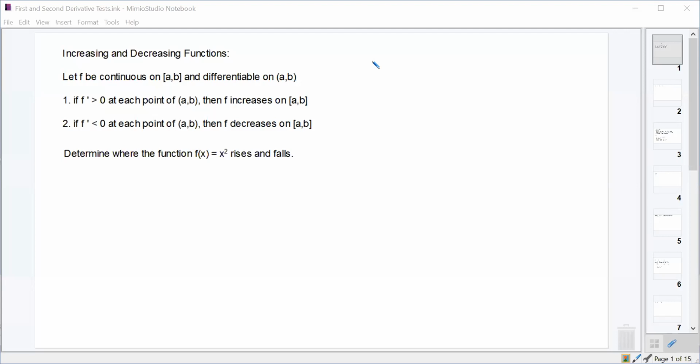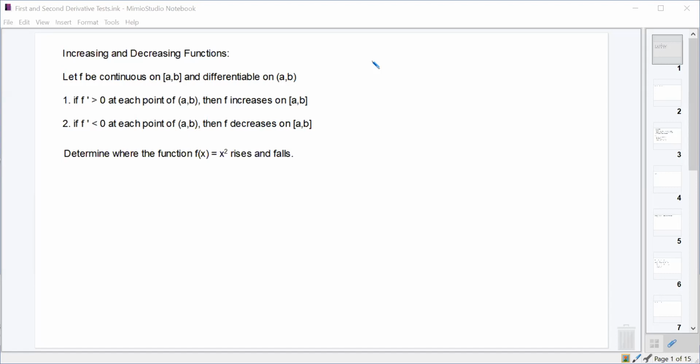positive, our function was increasing, and whenever our derivative was negative, our function was decreasing. And hopefully you all remember that from when we were practicing graphing the derivatives from the graph of a function that we were given. That, right, when the derivative is positive, the function increases, and when the derivative is negative, the function decreases. So this is an important point that you need to know.